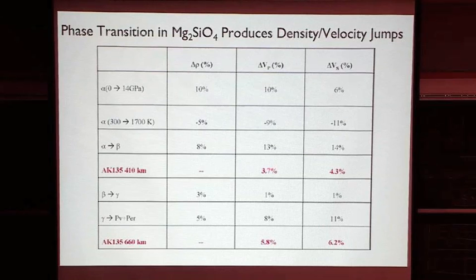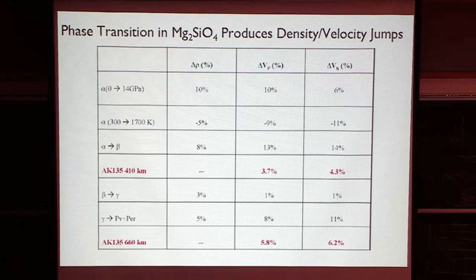And here we compare with the seismic observation. This one is actually from AK135. So alpha to beta transition, beta to gamma transition, and here is the breakdown. And you can see that these are the properties according to mineral physics, and the red ones are the seismic observations. So they are not exactly matching each other. And that kind of information can tell us how much olivine would be there. Apparently, it cannot be all olivine because they don't match the jumps, right?